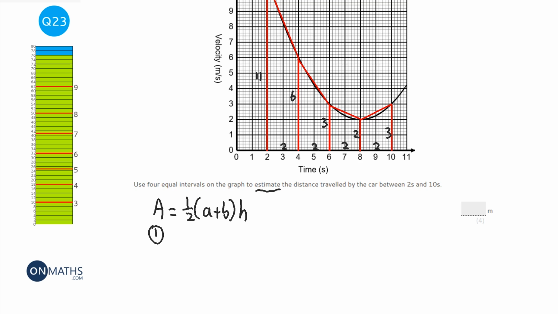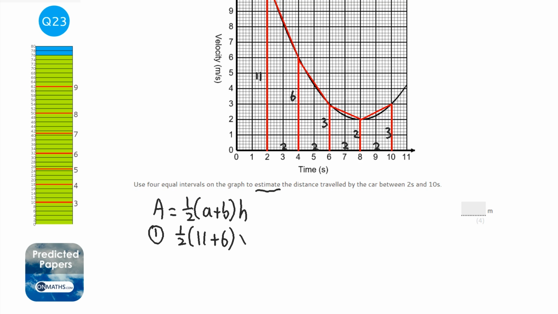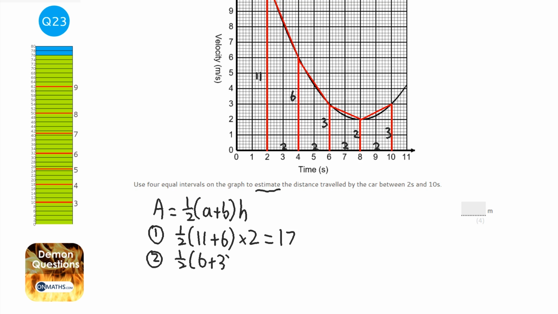So I'm going to do number 1. Now number 1 is going to be half 11 plus 6, because a and b are the ones on the left and right of the trapezium, times 2. And I can use my calculator for this, so it's going to be 17 divided by 2 times 2. I don't know why I'm dividing by 2 and timesing by 2. It's just going to be 17, because the half and the 2 will cancel out. So the second one is going to be half, and this time it's 6 plus 3 times 2. Well, we know the half and the 2 will cancel out, so that's just going to be 9.